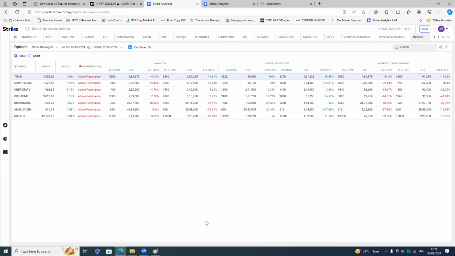Maybe those are the people who have shorted at a much higher level. Let's suppose the stock is trading at 6,000 and they have shorted at a 100 rupees premium. So their losses will start incurring when the stock goes past 6,100, right? In the short position, when they have taken the calls. So is there a way in Strike that helps us understand the volume weighted average price for that particular strike?